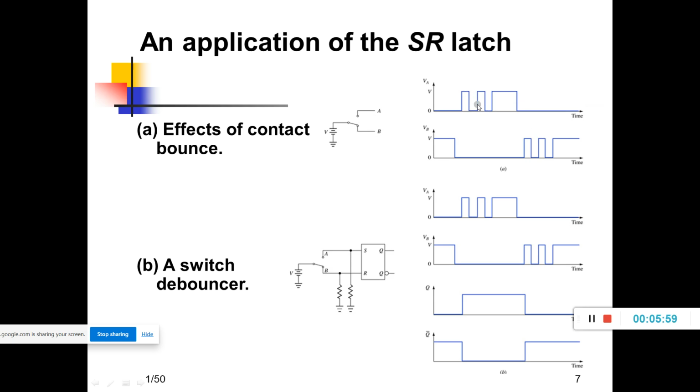Because of that springiness action, we have a contact bounce. Contact bounce means returning from 0 to 1, again 1 to 0, again 0 to 1, again 1 to 0. This is the contact bounce. This is an undesirable condition. This has to be eliminated. How to eliminate this? It can be eliminated by using this SR latch. That only I am going to tell.